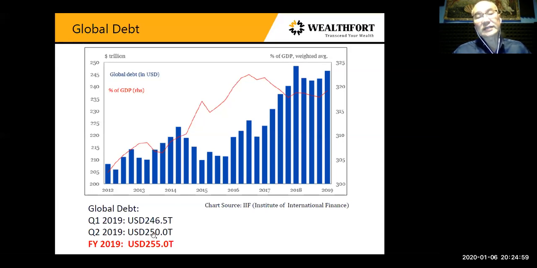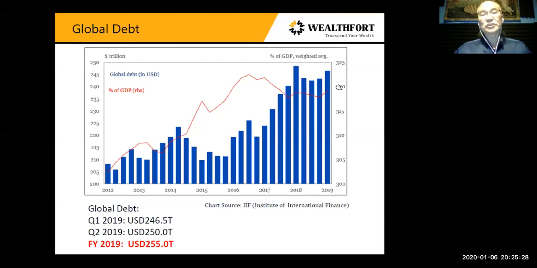The chart for Q2 is not out yet, but in Q2 2019, they announced that the total debt is 250 trillion. Based on that trajectory, for full year 2019, total global debt is expected to reach 255 trillion. And that is where debt as a percentage of GDP comes in. You can see that global debt is now more than 320% of global GDP.